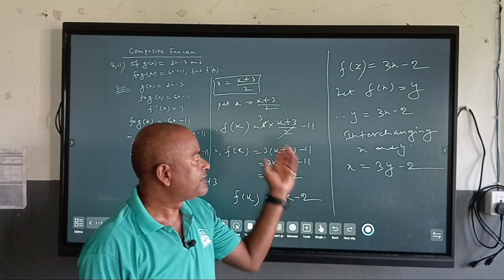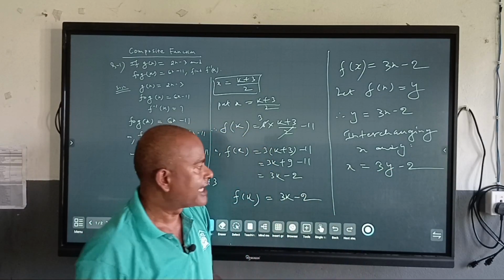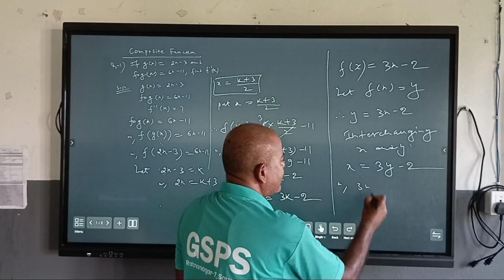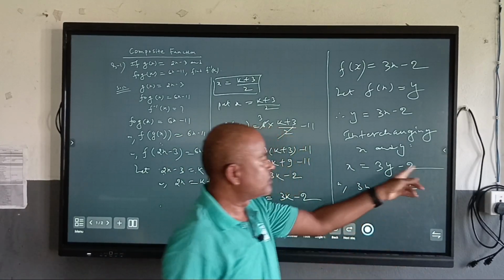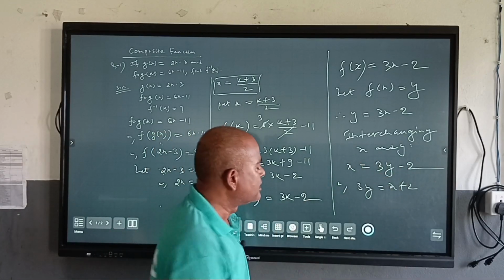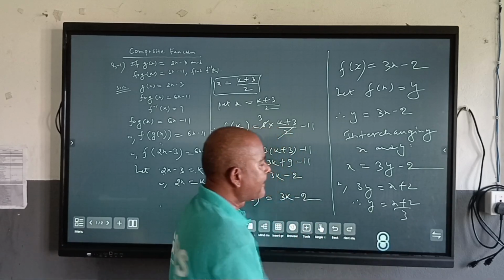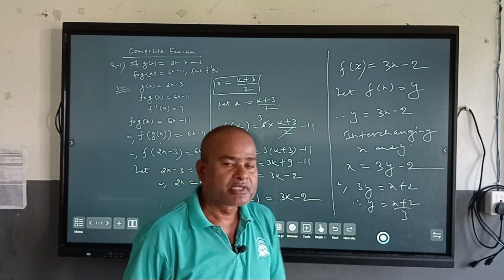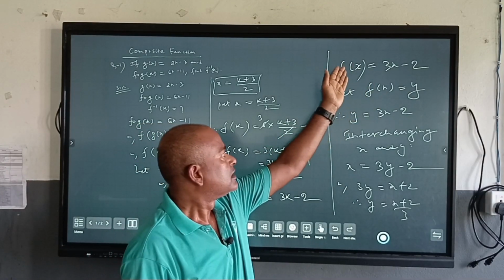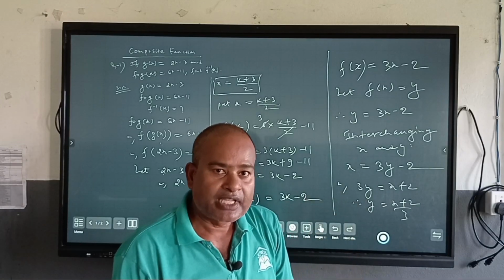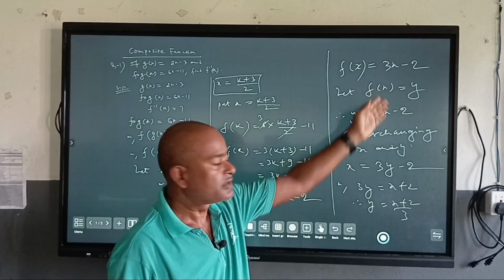So dear students, we have interchanged x and y. That means x we have replaced by y and y we have replaced by x. Then by solving this, we get 3y equals x plus 2. If we move minus 2 to the left hand side, then we get x plus 2. Therefore, y equals (x plus 2) by 3. So dear students, this y equals (x plus 2) by 3 is the inverse of the function f of x. The function f of x we supposed as y, and after interchanging x and y, we have got a new function which is the inverse of the function f of x.